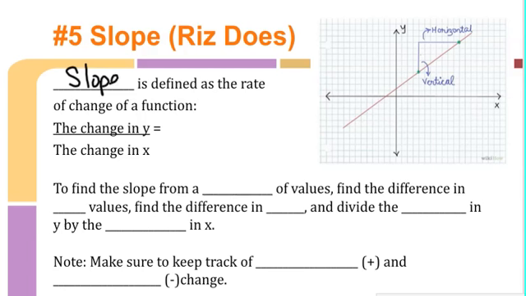Slope is defined as the rate of change of a function, meaning how it changes. So that means it's going to be the change in y divided by the change in x. So the change in y divided by the change in x is equal to the slope.